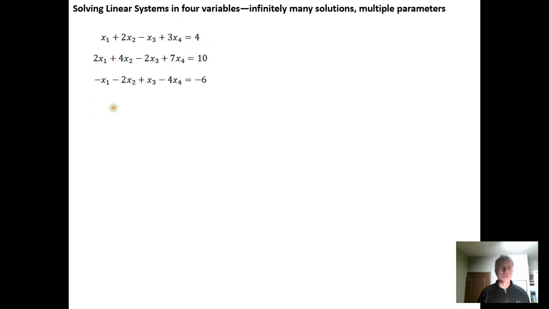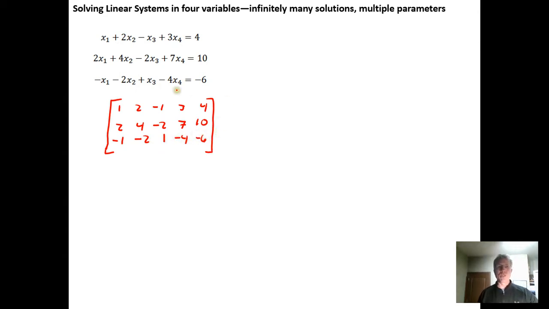We start as usual by making an augmented matrix. So we read off the coefficients for equation 1. So we get 1, 2, negative 1, 3, and the constant term is 4. We're creating that augmented matrix. For the second equation, we have coefficients 2, 4, negative 2, 7, and the constant term is 10. And for equation 3, the coefficients are negative 1, negative 2, positive 1, negative 4, and negative 6.